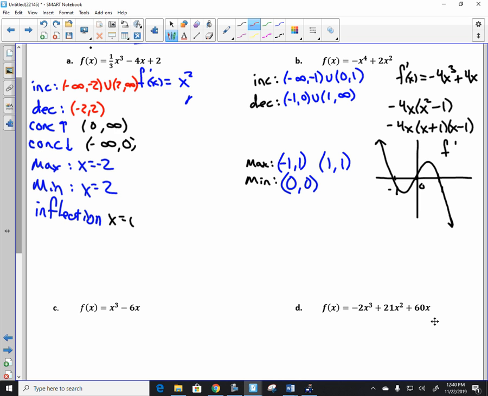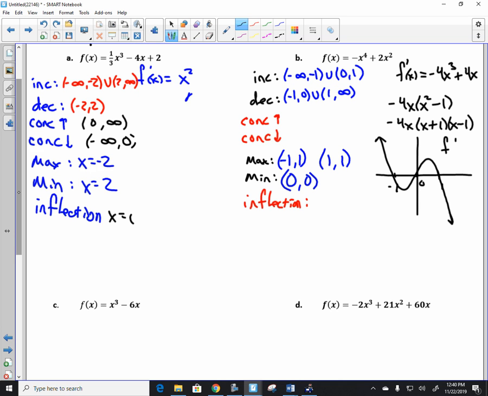Now I'm going to look at concavity. Concave up, concave down, and I'm going to look at the inflection point. What do I have to do to determine that information? Take the second derivative. So f double prime is equal to, what's the derivative of negative 4x to the third? Negative 12x squared plus 4. What does that look like?